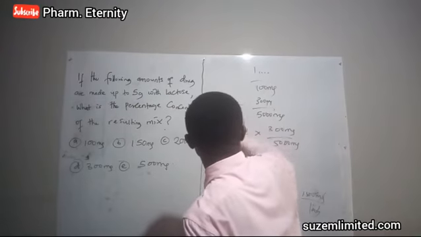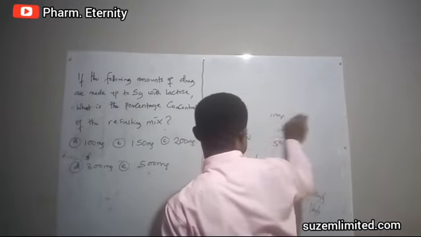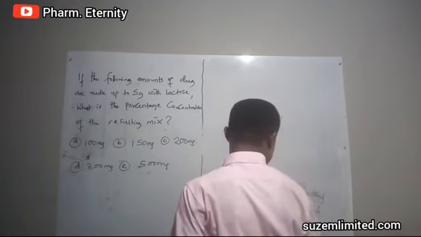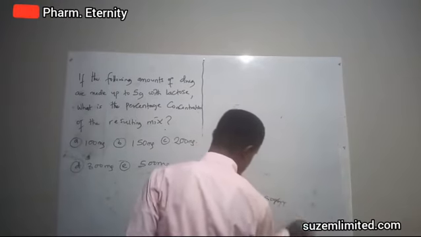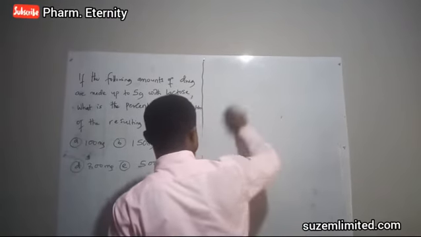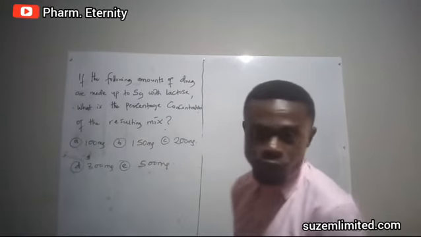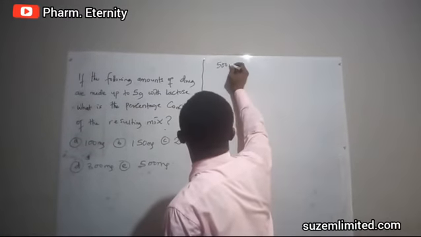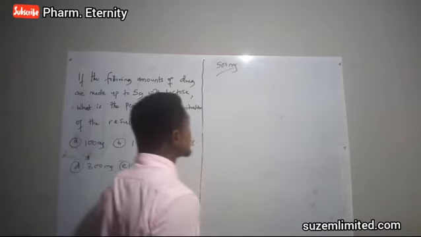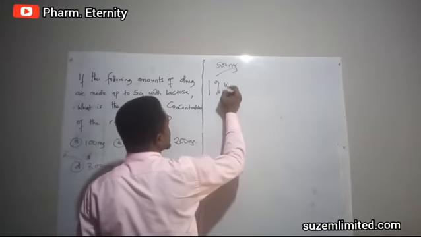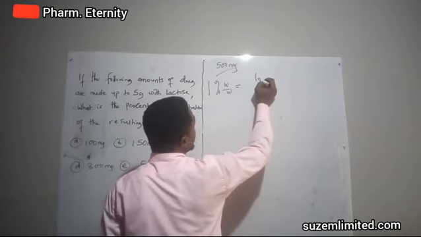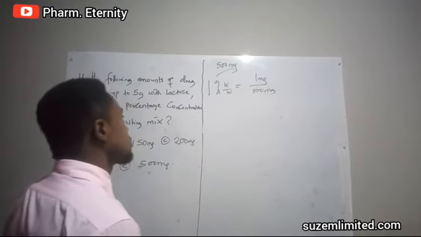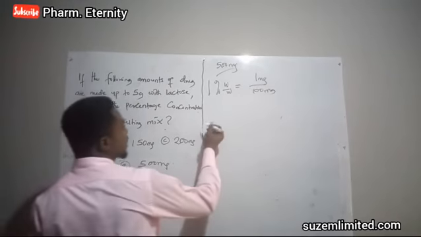Let's solve for 500 milligrams. So 500 milligram, using the same formula. 1% weight per weight is equal to 1 milligram over 100 milligram. So what it implies is this. We now have something like this.